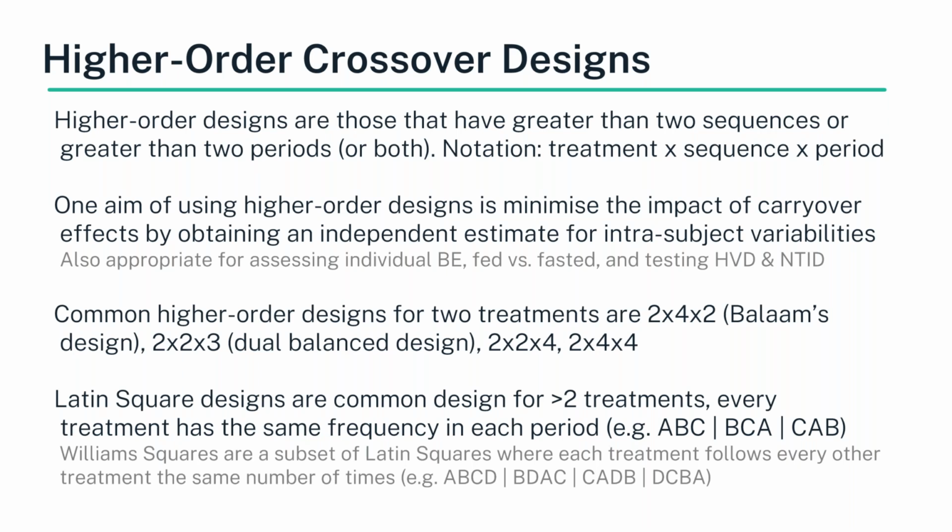So then the 2x2x4 design is the one that's recommended for studying individual bioequivalence. And again, this is a fully replicate design. And then lastly, you've got a 2x4x4, which is another fully replicate design that is actually constructed from 2 Balaam's designs. And so all of these designs are optimal in the presence of carryover effect.